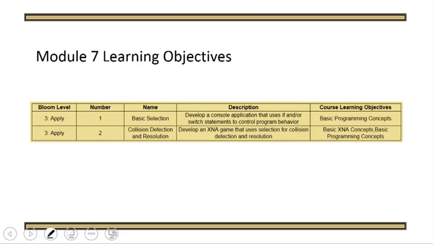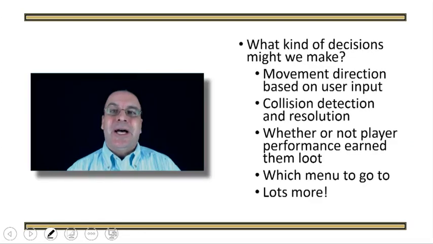Well, we're moving on to the next module where we're going to learn how we can make decisions in our programs. Here are the learning objectives for the module. So, I said we're going to learn about how we can make decisions in our programs. So what kind of decisions do we need to make? What does our program have to decide to do?